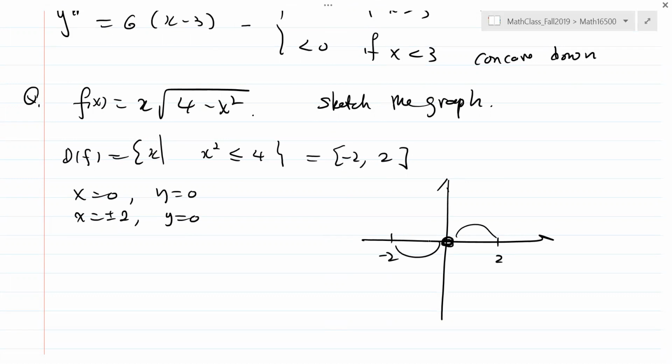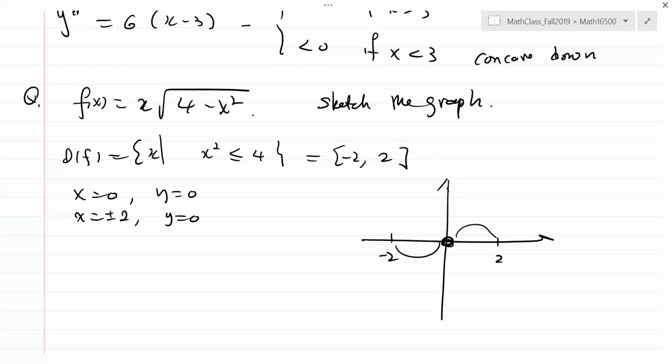First of all, it passes through 3 points. Because when x equals plus or minus 2, y is 0, right? Why? Because x squared is going to be 4. When x equals 0, it's going to be 0. Then the sign of the function depends on the sign of x. So when x is positive, it is above the x-axis. If x is negative, it's below the x-axis.